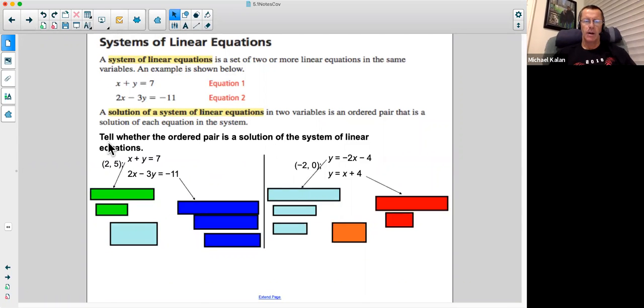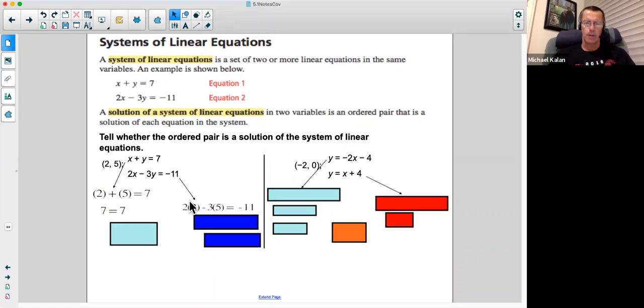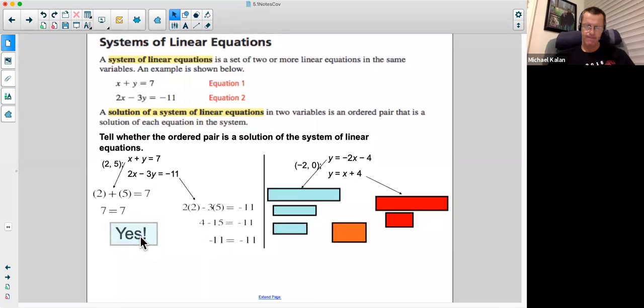Down here, if we're going to tell whether the ordered pair is the solution of the system of linear equations, aren't we just going to plug 2 comma 5 in for x and y and make sure it makes both equations true? Yeah. So let's do one of those. If we plug 2 in for x and 5 for y in the first equation, we get 2 plus 5 is 7. Does 7 equal 7? Yes. It makes that one true. What about the next one? Again, we plug in a 2 for x. So 2 times 2 minus 3 times 5, and then equals negative 11. Simplify the left side. Do your multiplications first, and then combine your like terms, and we get negative 11 equals negative 11. So is 2 comma 5 a solution to this system? You betcha. Okay, so go ahead and try the second one.